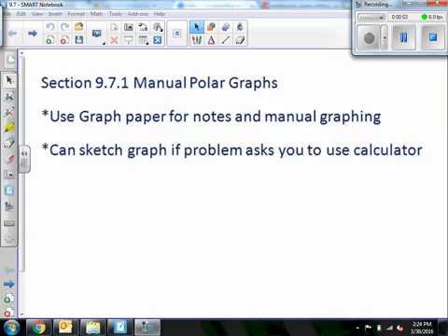Okay, so today we are going to cover the first half of section 7, graphing polar graphs manually. You're going to need some graph paper, so if you haven't already, go grab some at the back, or if you printed out the notes, you should be fine. Later on, we'll be sketching graphs. You can use your calculator for those.